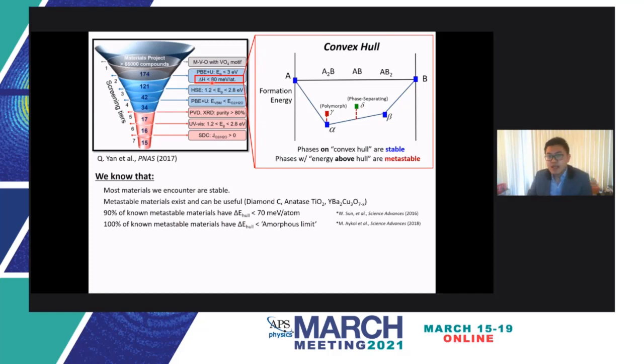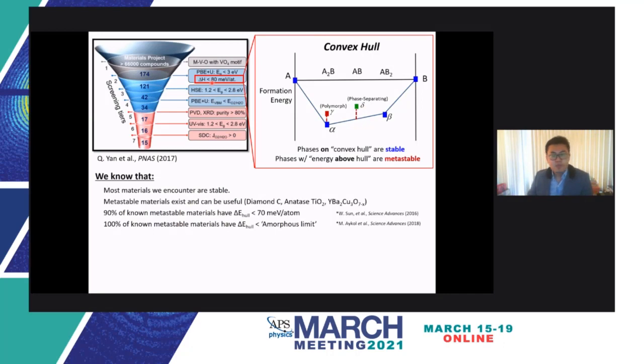In 2016, I published a survey of thermodynamic metastability based on the Materials Project in Science Advances, and I showed that 90% of known metastable materials have a DFT energy above the hull less than 70 meV per atom. Okay, and 2 years after that, we also published that 100% of known metastable materials have an energy above the hull lower than what we call the amorphous limit. So if you go into DFT, you use ab initio molecular dynamics and you amorphize a unit cell, all crystalline metastable phases have an energy lower than that amorphous structure's enthalpy.